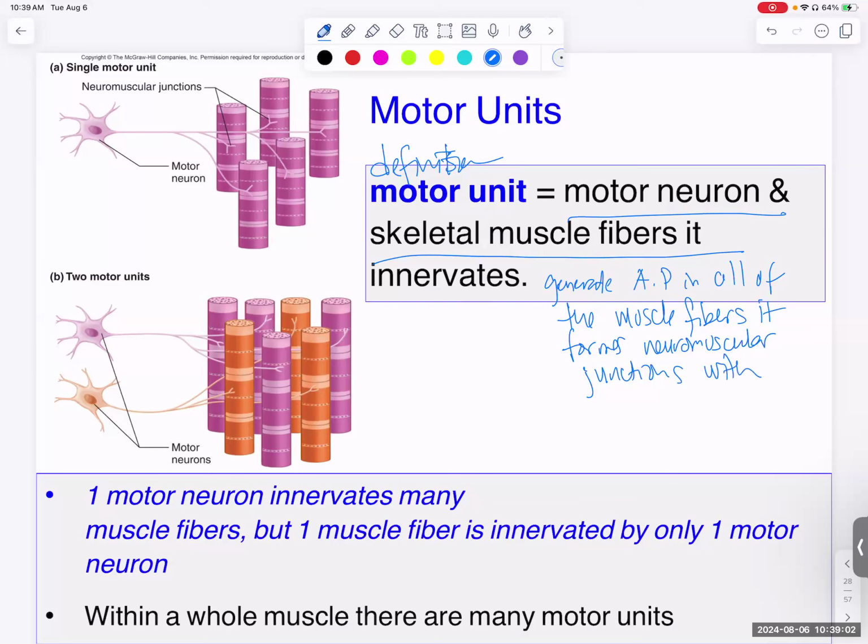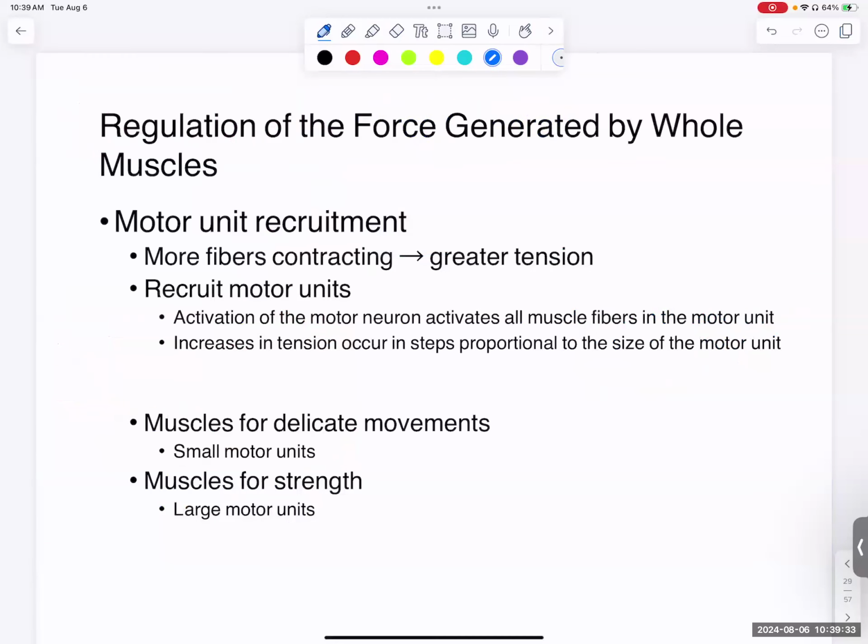And some muscles have hundreds of motor units, and some muscles have a few motor units. And that's going to depend on the size and the function. Like your eye muscles, quick movements, very precise, we have only a few motor units, and they're small motor units. But in your quadriceps, you're going to have a lot of motor units, and they're going to be big motor units. So within a muscle, it's going to vary in the number of motor units that are there.